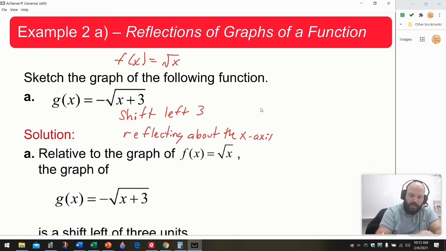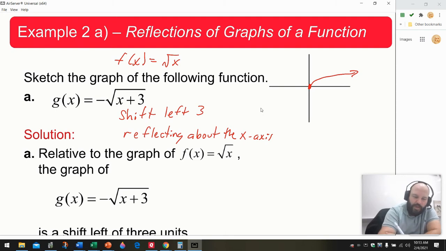Now if I were to draw my original function, the original one here is going to be just the square root of x, which starts at the origin and goes up and to the right. To shift that to the left 3 would put it right here. But now the last transformation would be the reflection.